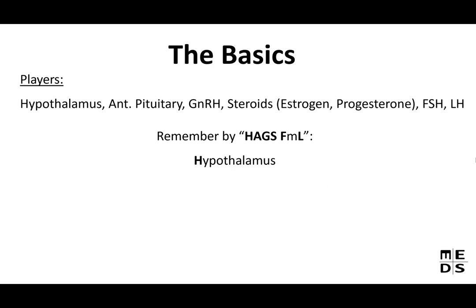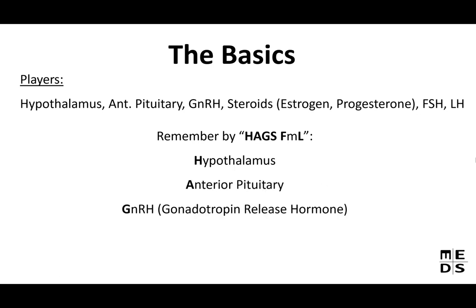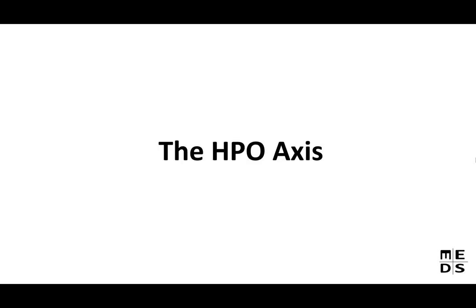So first is going to be hypothalamus, anterior pituitary, GnRH, which is gonadotropin releasing hormone, steroids, which are going to be estrogen and progesterone, and then FSH, which is follicle stimulating hormone, and then LH, which is luteinizing hormone. So those are going to be the main players. So first off, we're going to talk about the HPO axis, okay?